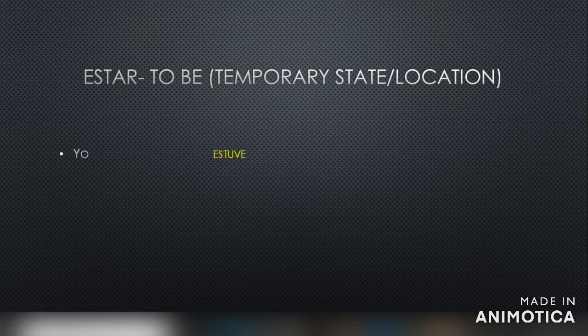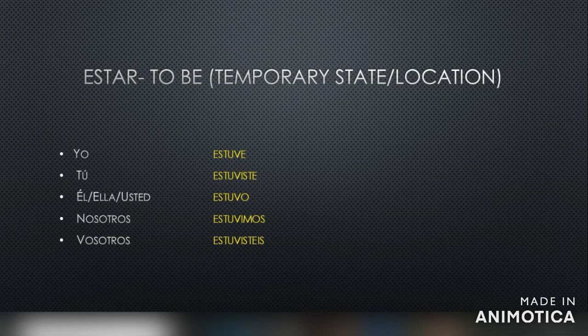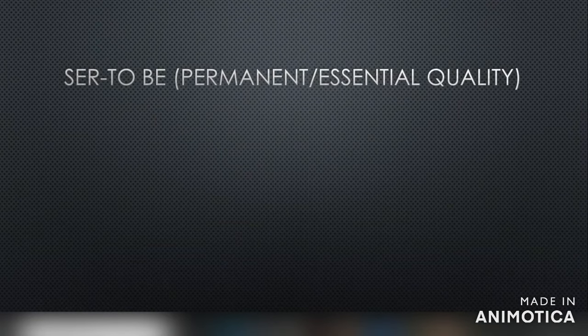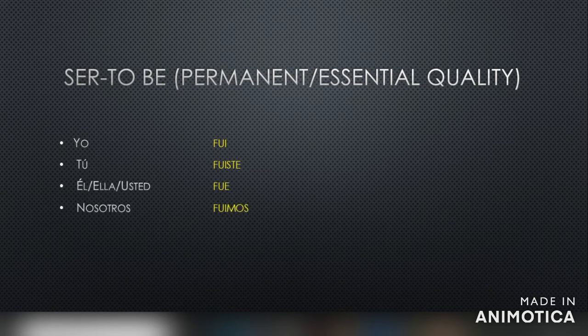Yo estuve, tú estuviste, él, ella, usted estuvo, nosotros estuvimos, vosotros estuvisteis, ellos, ellas, ustedes estuvieron. Ser, which also means to be, but it refers to a permanent or essential quality. Yo fui, tú fuiste, él, ella, usted fue. Nosotros fuimos. Vosotros fuisteis. Ellos, ellas, ustedes fueron.